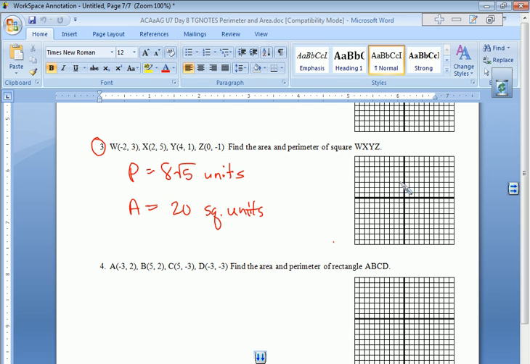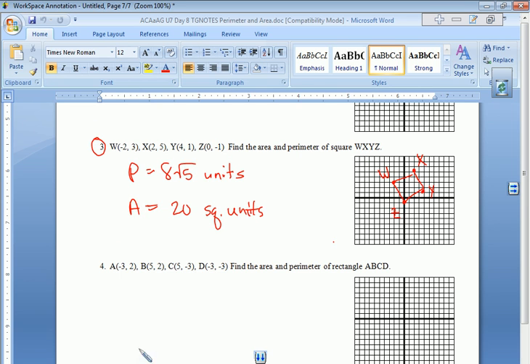Okay, so let's take a look at this so that I make sure we all understand. So W is here. X is 2, 4, 5. Z is 4, 1. Excuse me, Y is 4, 1, and Z is 0, -1. Okay, so this is a square. That's a terrible looking square, but this is a square.